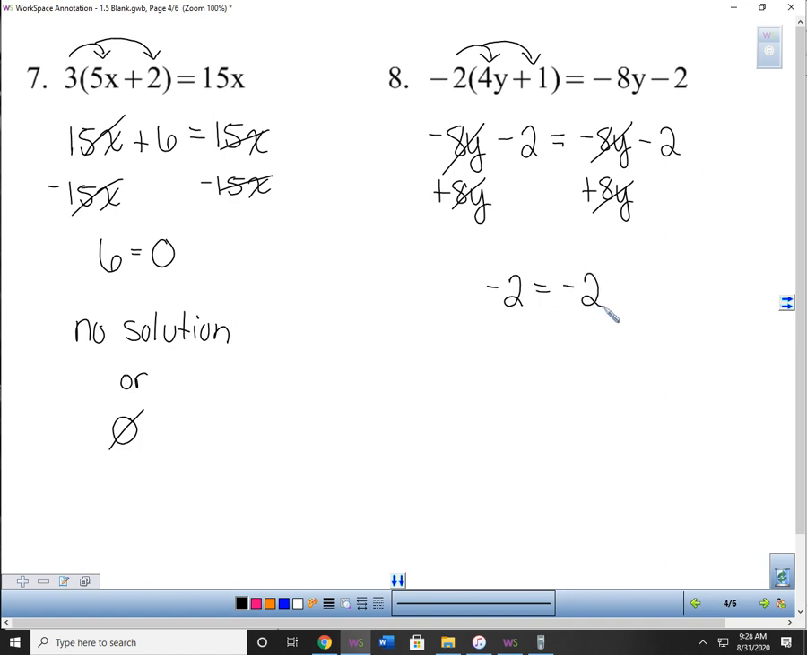So what happens when your variable cancels out? You have a special case, right? If the two numbers left over do not equal, then you had no solution. If the two numbers left over are equal, then you have infinitely many solutions. You can write infinitely if you want. I just like to put the infinity sign.